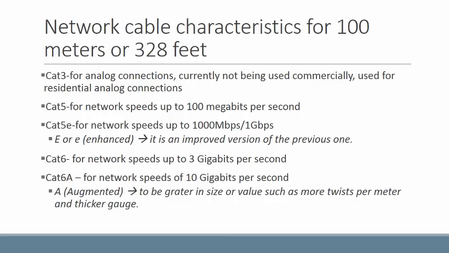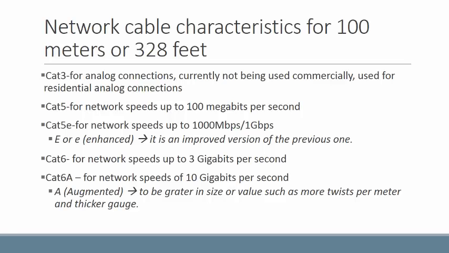Cat 6 is for network speeds up to 3 gigabits per second. Cat 6A is for network speeds up to 10 gigabits per second, primarily installed in data centers, where you will find network equipment capable of uploading or downloading data at 10 gigabits per second.